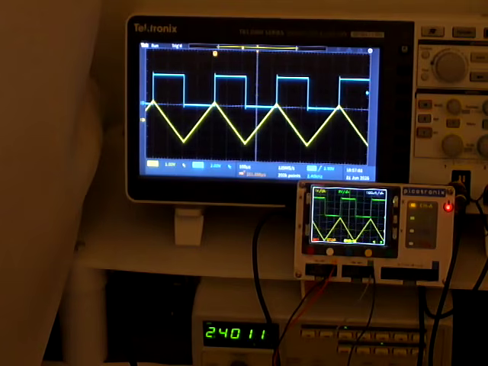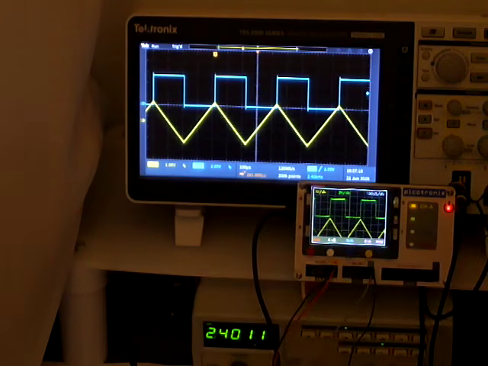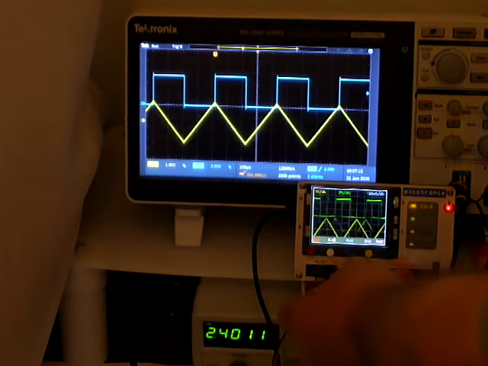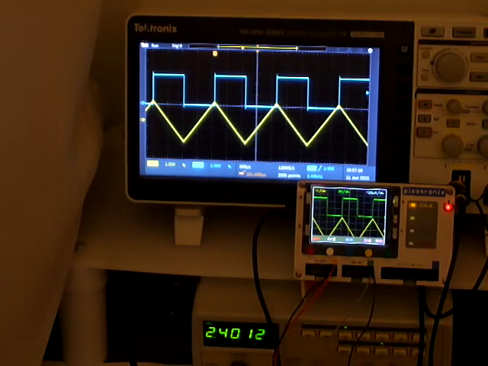Now you might notice as well that we've lost our trigger. That's because we're triggering on channel A. So what we'll do, we'll go back to the set menu, and over at the right we've got the trigger select. We'll select channel B. So now we're triggering off channel B, and so channel A, it doesn't matter where it is because it's nice and stable.